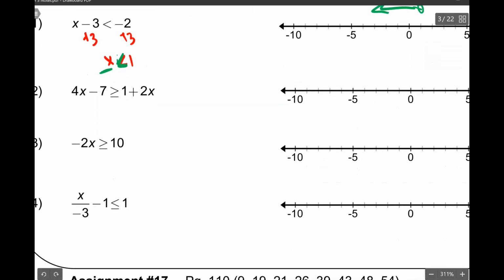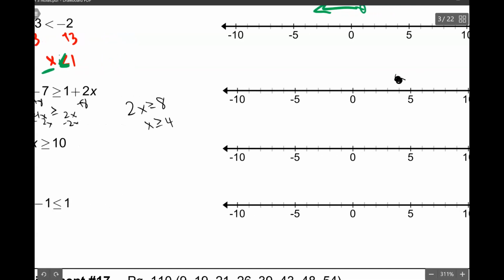Okay, let's try the next one. Let's add 8, subtract 2x, we have 2x is greater than or equal to 8, so x is greater than or equal to 4. So I have a closed circle at 4, and the arrow is going to go to the right.